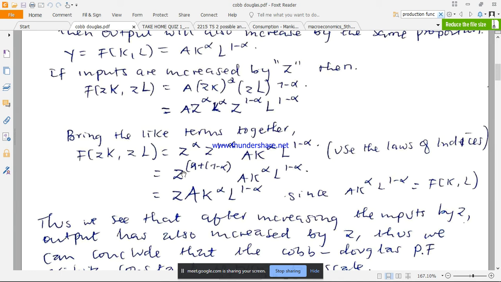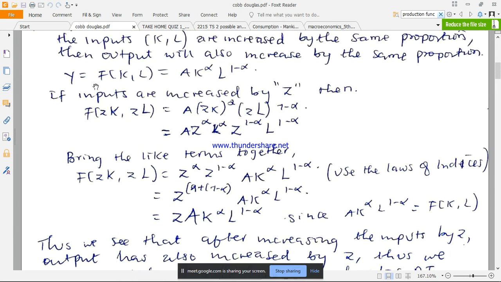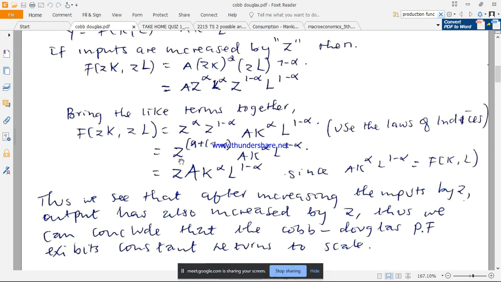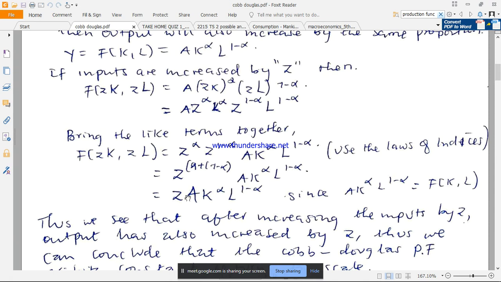So now, the conclusion that we can make is that since we increased the inputs by Z, the output has also increased by Z. Same amount. It didn't change. We don't have a negative here. So, we are going to conclude that this production function exhibits constant returns to scale.